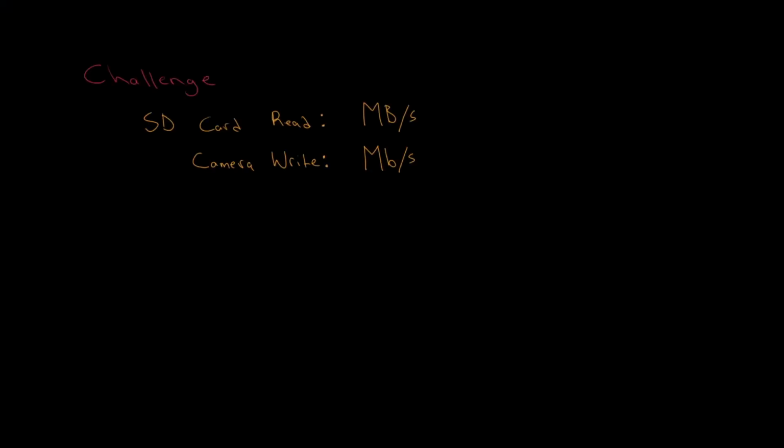Megabytes is written with a capital B, and megabits is written with a lowercase b. And we know that 1 megabyte per second is equal to 8 megabits per second. So if your camera records at 100 megabits per second, what would be the required SD card read speed in megabytes per second? So in other words, convert 100 megabits per second to megabytes per second. Go ahead and pause the video to give yourself some time to solve it.